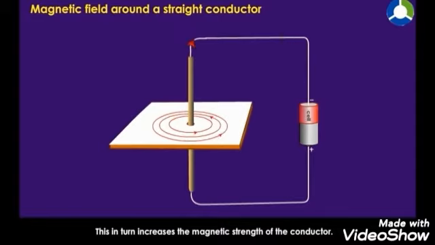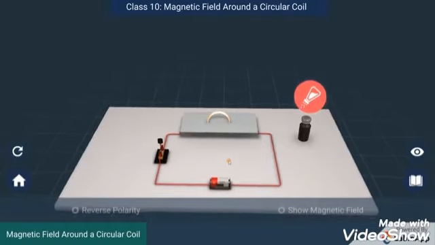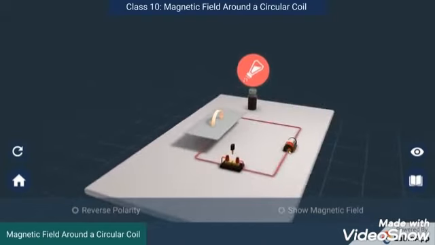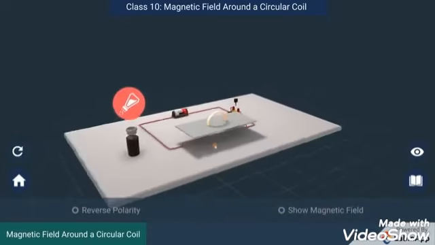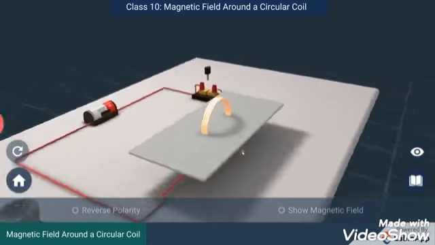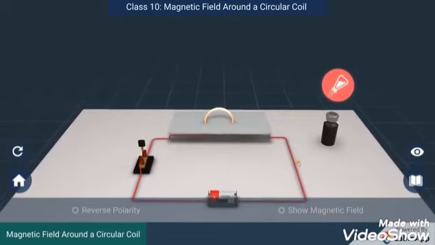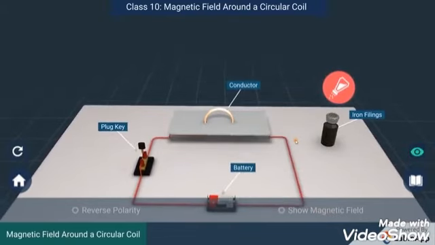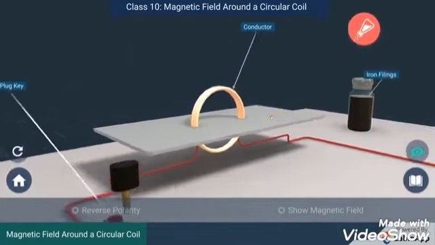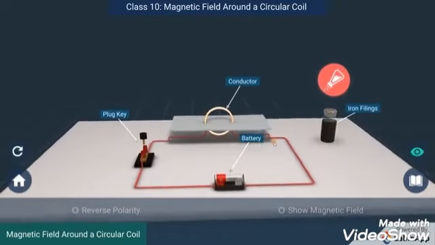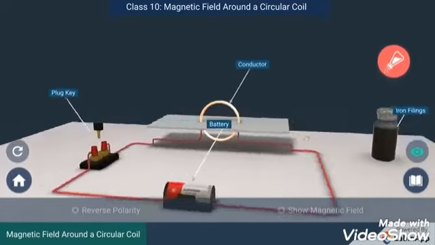In the previous video, we have seen the magnetic field produced by the straight conductor carrying current. In this experiment, the straight conductor is bent in the form of a circle. The circular loop is connected to an electrical circuit. The circuit consists of a battery, key, and connecting wires. Now we are going to observe the magnetic field pattern produced by the circular loop carrying current.